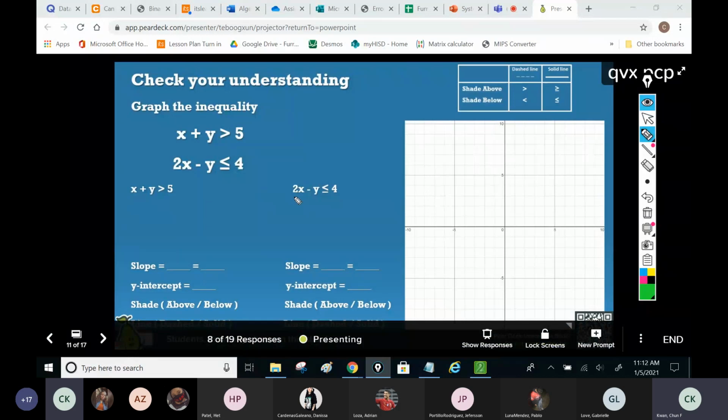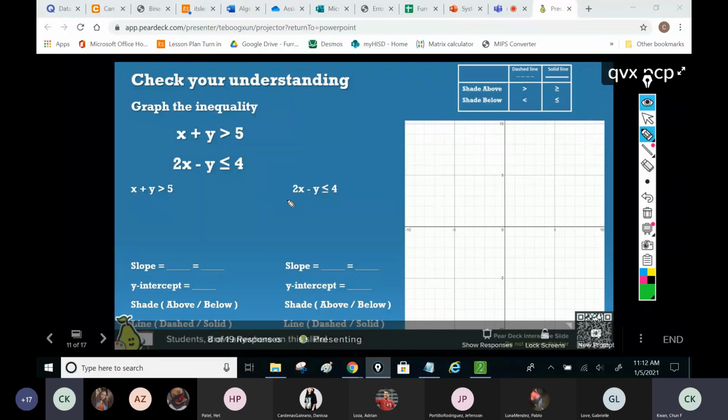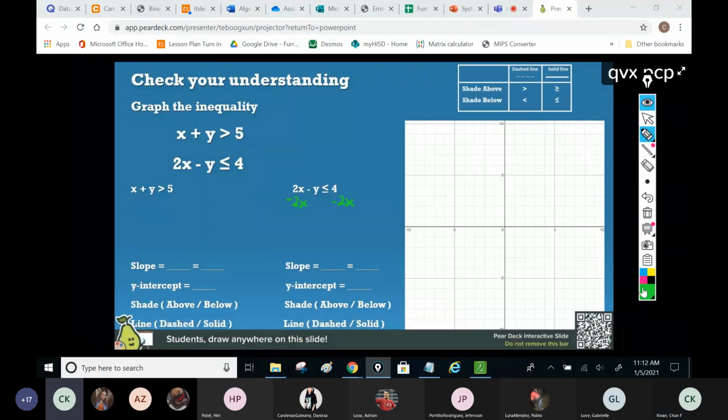So you guys did a minus 2x on both sides. That's good. You will get a minus y less than or equal to -2x plus 4, like this right here. After that, you're going to have to fix the negative right here, all right? So you cannot just write right away and then put the slope right here. You can't do that, all right? This is incorrect.